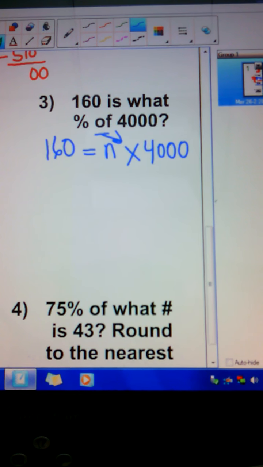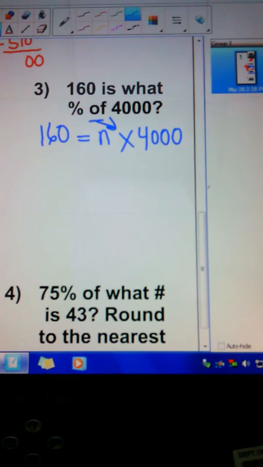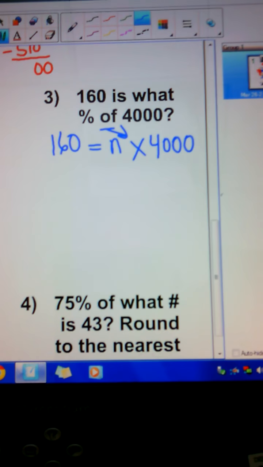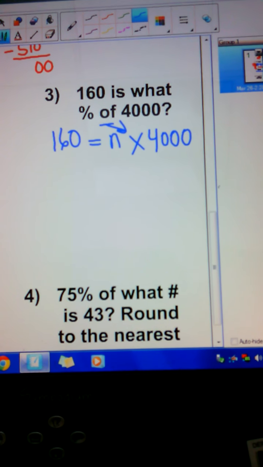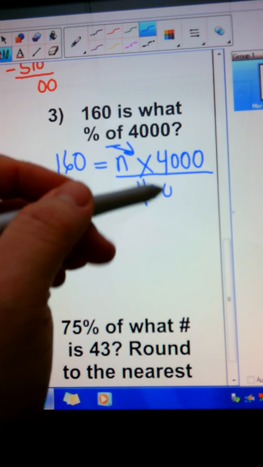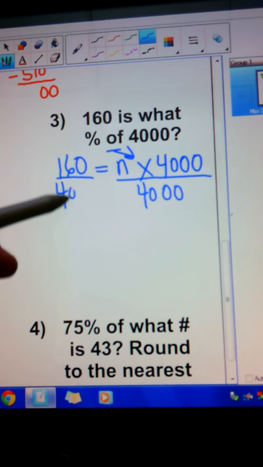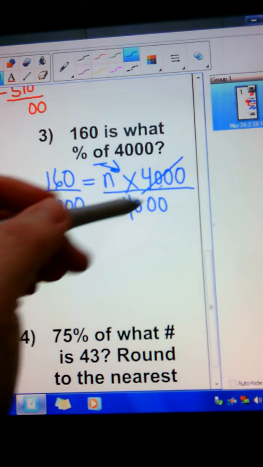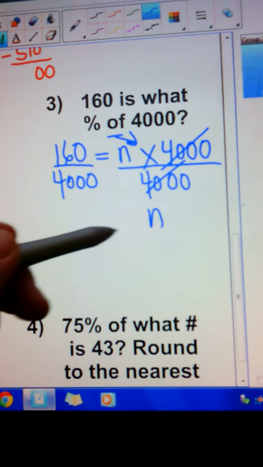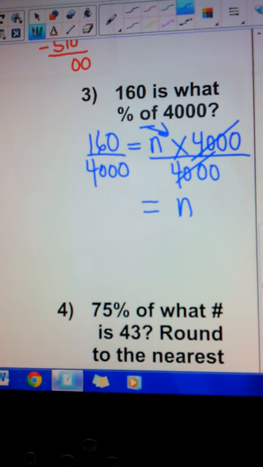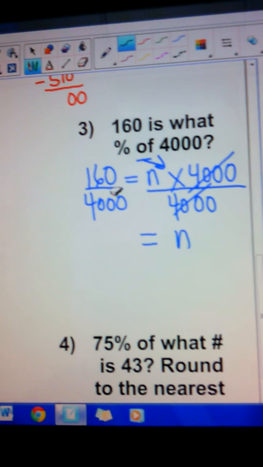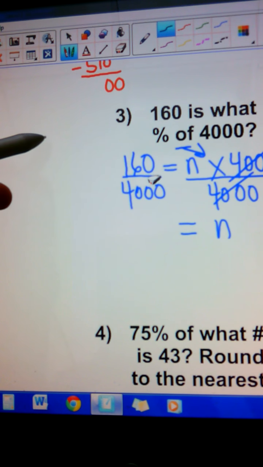All right, the next step to solve for n, in this case, divide. Divide both sides by what? Right, divide both sides by 4,000. On the right-hand side, the 4,000s cancel out, leaving us with n. And off to the side, we need to divide 4,000 into 160. So let's scoot over here a little bit.